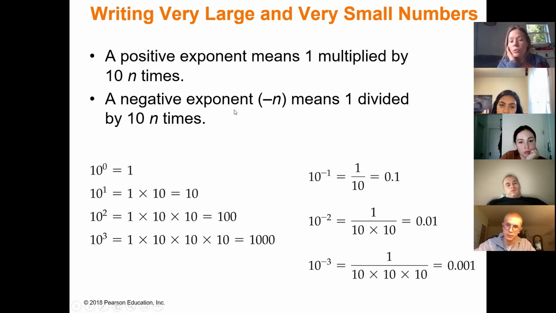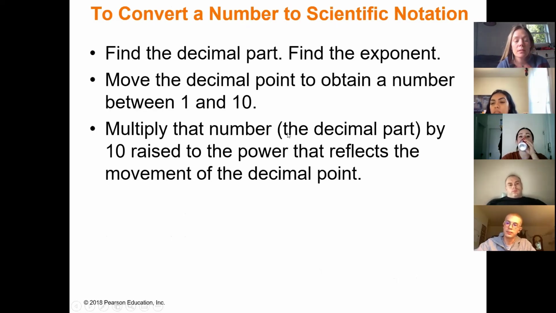The opposite is true when you're dealing with a negative exponent. We're going to be dividing by a factor of 10. So 10 to the negative 1 is really 1 divided by 10, or a decimal move in the smaller direction. 10 to the negative 3 is 1 divided by 10 times 10 times 10, or again, 3 hops, 3 movements in the smaller direction. So let's see an example of this.